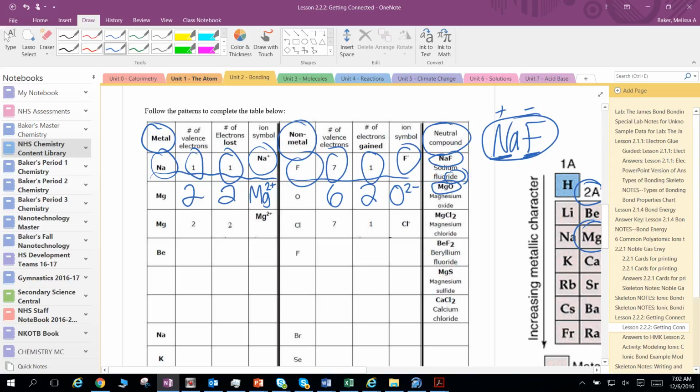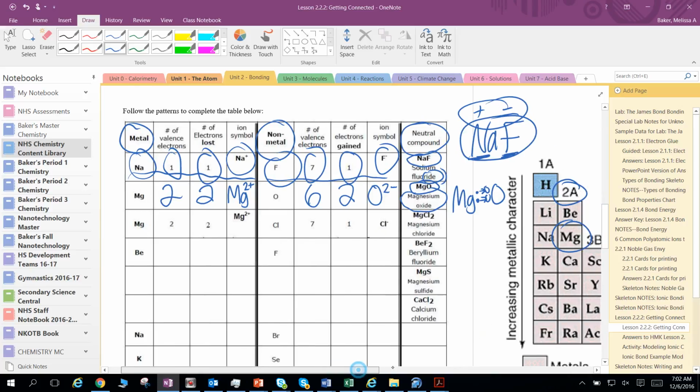Another perfect match, MgO, because Mg wants to give up 2 electrons and oxygen wants to get 2 electrons. And the reason they stay together after is that positive and negative charge attract. And it's not magnesium oxygen, but the name is magnesium oxide.